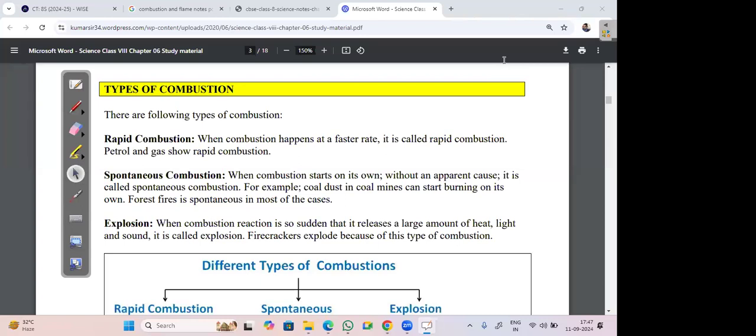Then we have explosion. But first, the different types of phosphorus are yellow, red, and white. White phosphorus is also called yellow phosphorus. They are the same. Then you have red phosphorus, which is different.